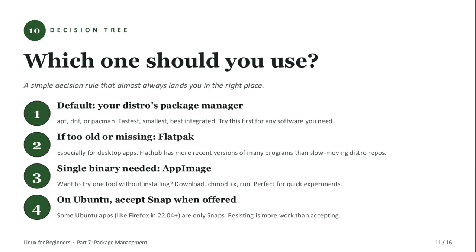Start with your distro's package manager: apt, DNF, or pacman, every time. If what you need isn't there or the version is too old, reach for Flatpak, especially for desktop apps where FlatHub tends to be much fresher. If you just want to try a tool without committing, grab an AppImage, make it executable, and run it. And on Ubuntu, when something offers itself as a snap, just accept it. Fighting that battle costs more than it's worth.